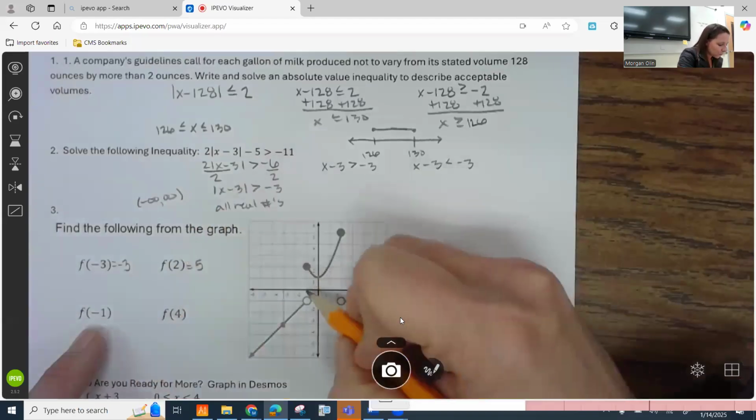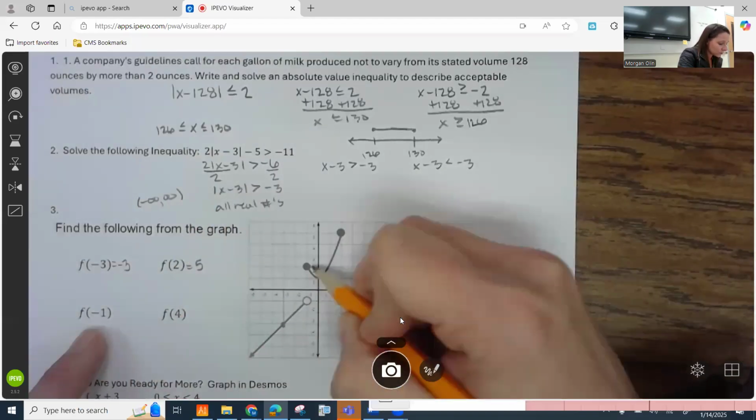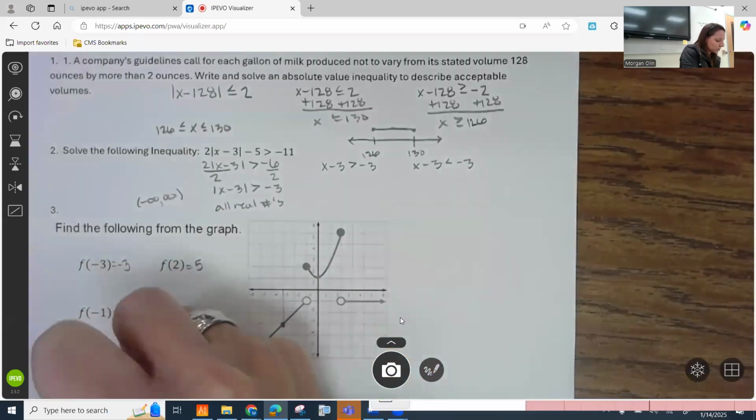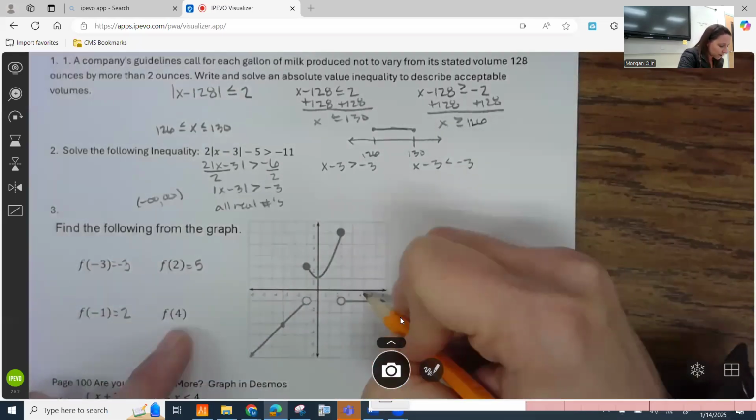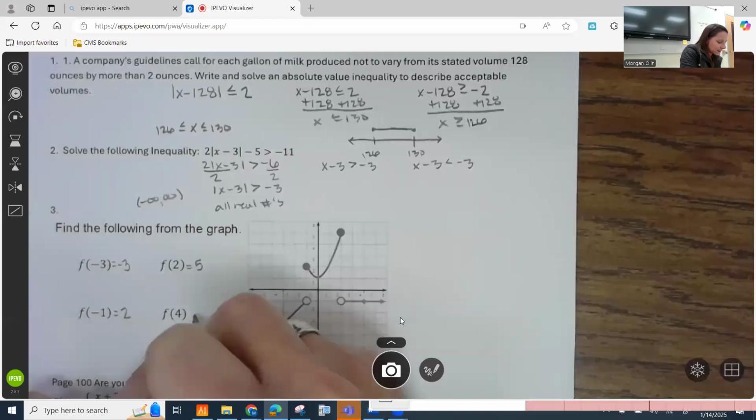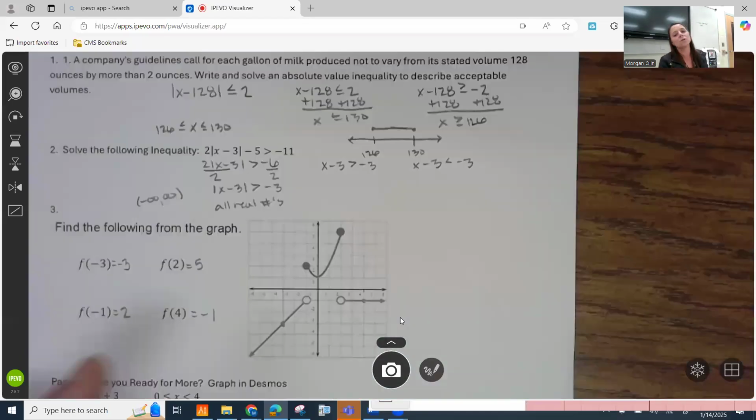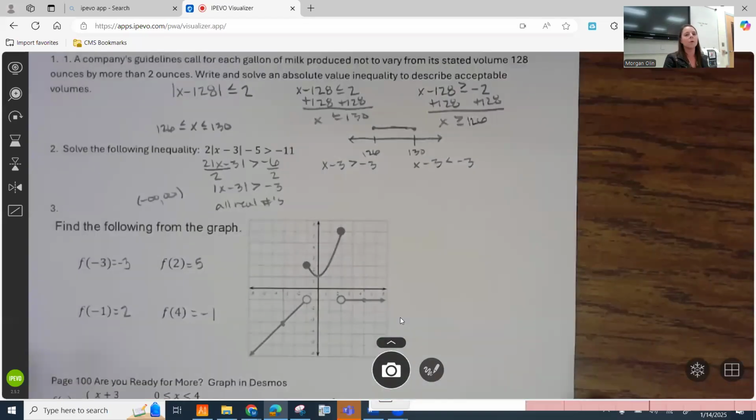All right, f of -1, again, you want the closed circle, so that value is going to be 2. And then f of 4. Go to 4, and that value is at -1. All right, so make sure you can do that. Given a graph, or remember piecewise functions, you also have to know how to put them in the graph.